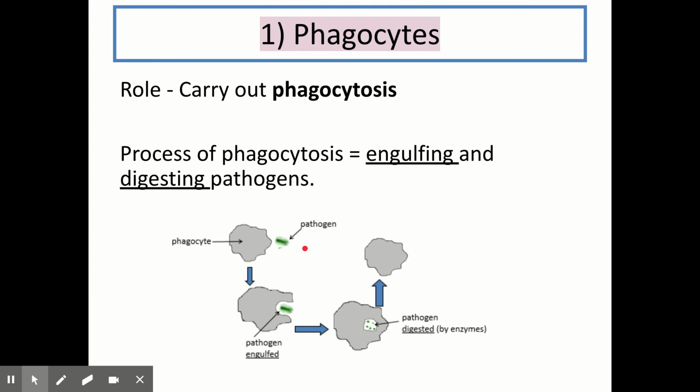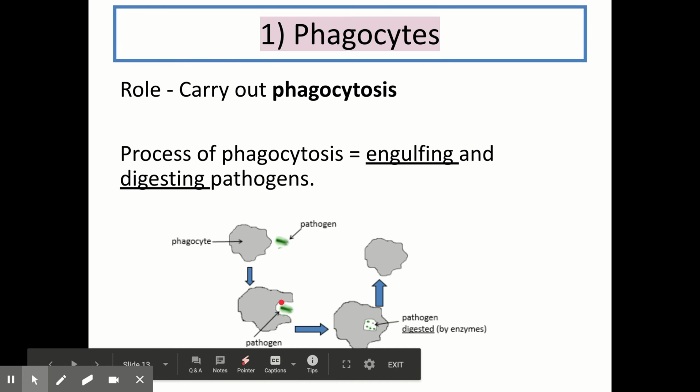The diagram at the bottom of the slide here shows the process of phagocytosis taking place. You can see the phagocyte here, and here's the pathogen, so the disease-causing microorganism, which could be either a virus, bacteria, or fungi. The phagocyte firstly engulfs the pathogen. You can see the cell membrane and the cytoplasm of the phagocyte starting to surround the pathogen here, but you can just say engulf, that's enough. And then once it's engulfed the pathogen, it then digests it and breaks it down.